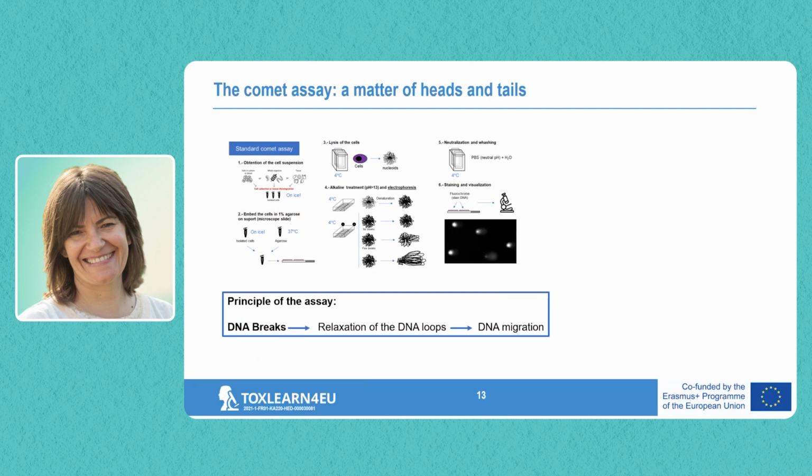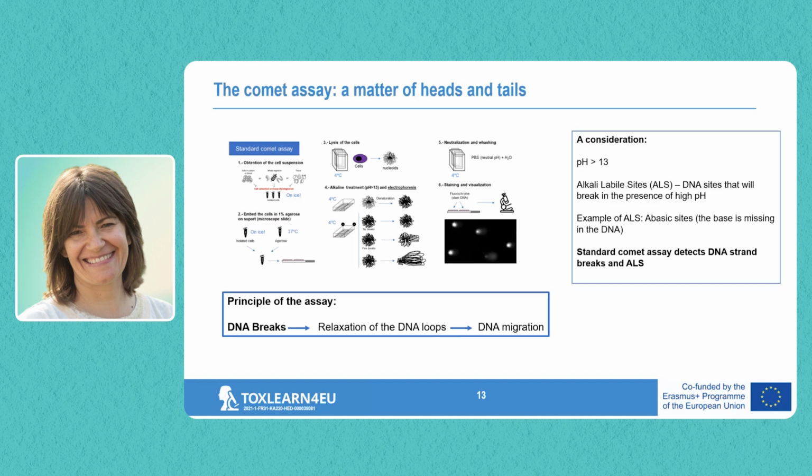So this is something I really want you to learn as a take-home message: the principle of the assay. There are DNA breaks. Those breaks will relax the loops, and those loops will migrate. Some people can ask, what about fragments? Well, there is still a discussion about it, but what we think is that there is a mix of loops and big fragments. Because if you have a very small fragment, probably you will lose it in the gel during the electrophoresis.